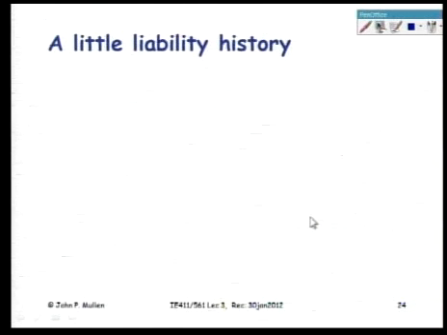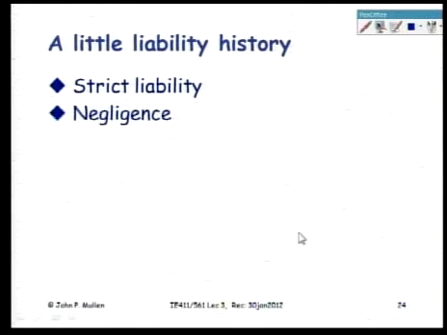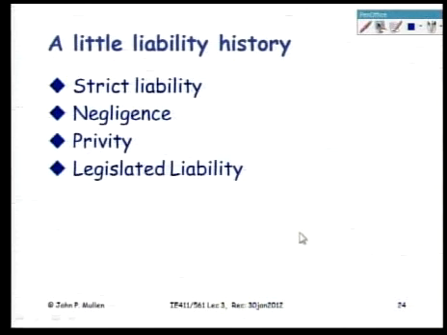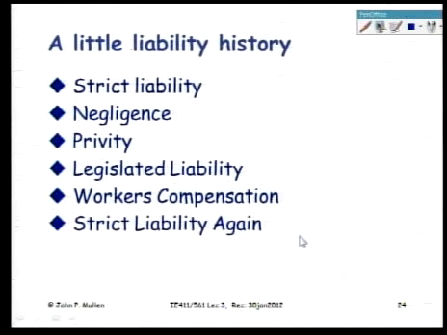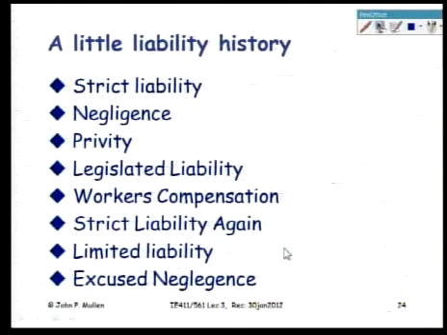Now let's switch from this general classification of law into liability, which is really the engine that drives a lot of changes in the law with respect to safety. I'm going to have a lot of terms. One is strict liability, negligence, privity, legislated liability, workers' compensation, strict liability again, limited liability, and excused negligence. These are basically the turning points in the law with respect to personal and industrial safety.